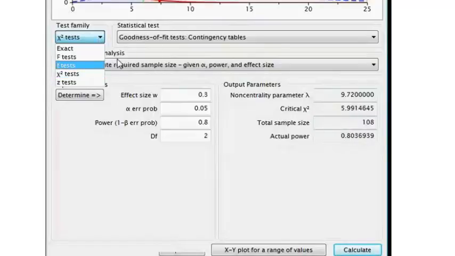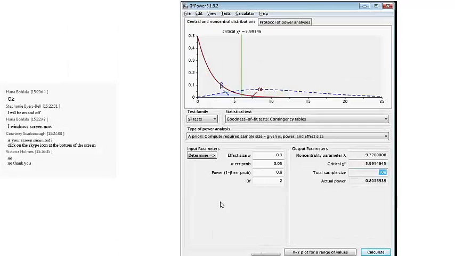And any questions? You guys got any tests you want me to run a quick power analysis on? All right. This is going to be a very short presentation.